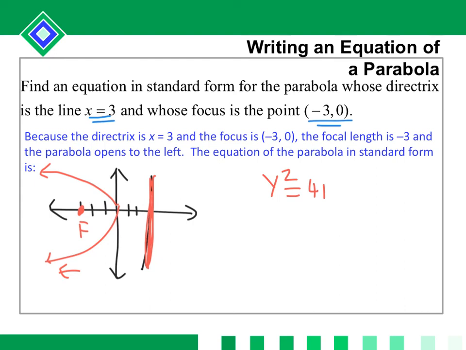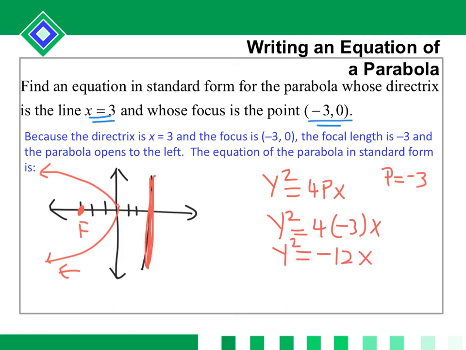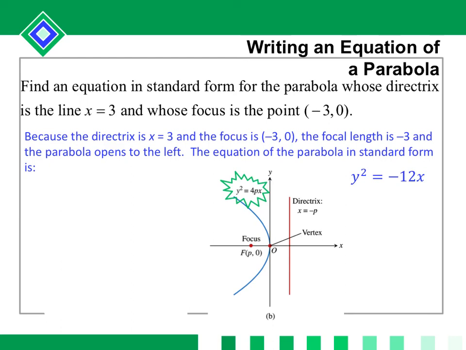Oh, what did I do here? See here, I wrote 4px. So y squared is equals to 4 times p times x. So p, remember, is -3 because it's opening to the left. So that becomes y squared is equals to -12x. So that's how the equation is going to look for that parabola. And you can see it right there when graphed using technology.